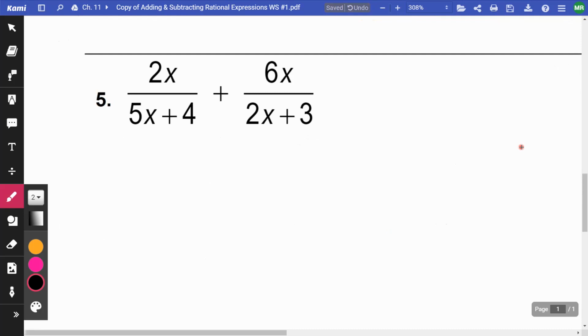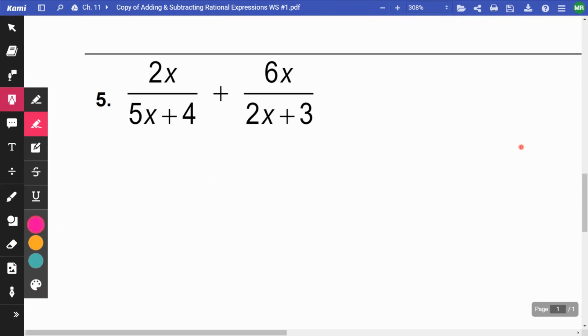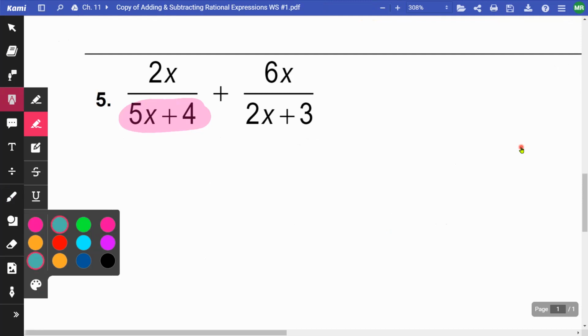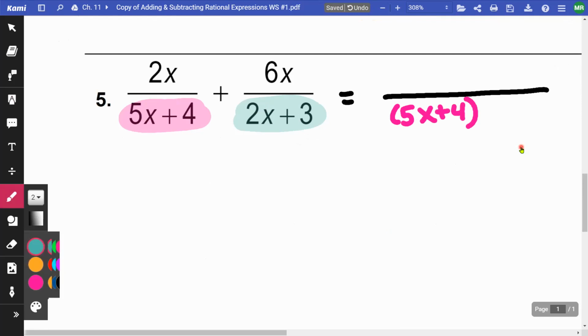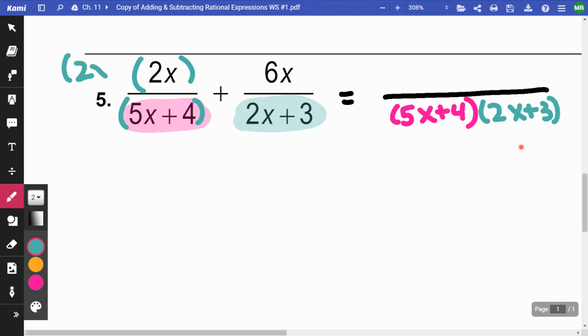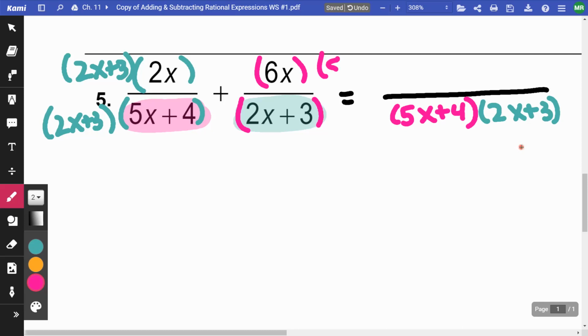On 5, common denominator. So I have a 5x plus 4 and a 2x plus 3. Can't factor either of them. So my denominator is going to need, from my first fraction, 5x plus 4. From my second fraction, 2x plus 3. So this first fraction, I'm going to be multiplying top and bottom by 2x plus 3. Second fraction, I'm going to be multiplying top and bottom by 5x plus 4.